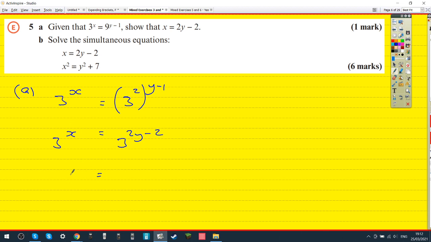Therefore, what do you know about those two? Therefore, 3x equals 9y minus 1. No, oh no, 3x equals... no. x equals 2y minus 2. Yeah, they're both to the power of the same thing. So let's see, x equals 2y minus 2.